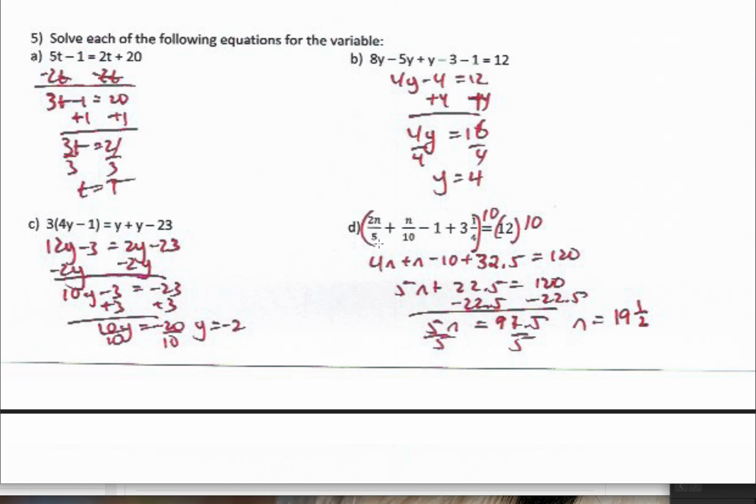10 times 2n over 5 is 4n. 10 times n over 10 is n. Negative 1 times 10 is negative 10. And 3 1/4 times 10 is 32.5. 12 times 10 is 120.